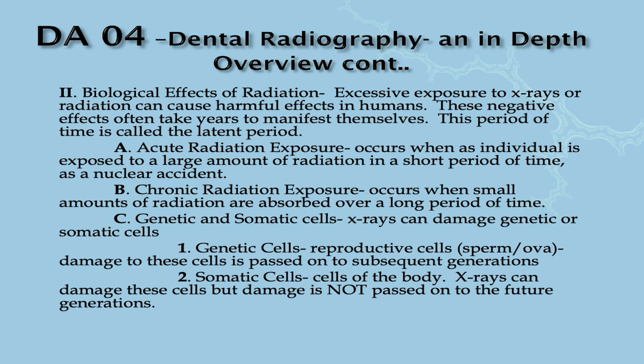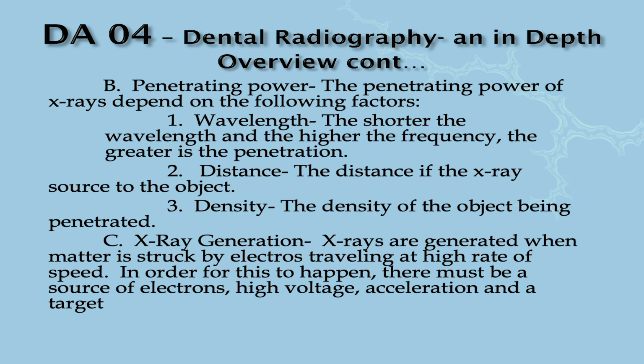Genetic and somatic cells can be damaged from X-rays. Genetic cells include the reproductive cells, such as the sperm or ova, and damage to these cells is passed on to subsequent generations. Somatic cells can be damaged, but it is not passed on to subsequent generations. Penetrating power depends on various factors. One is, as we said, the wavelength, but also the distance and the density.